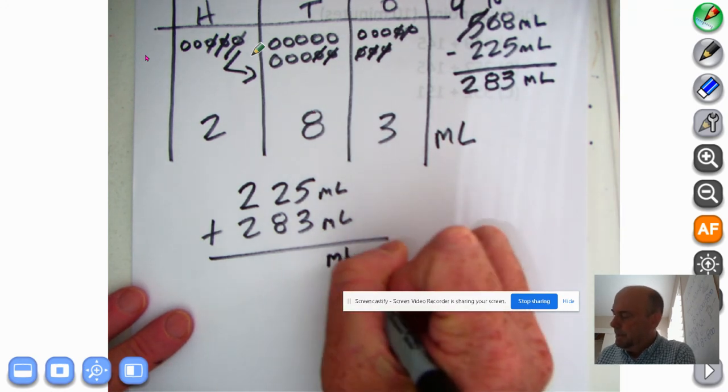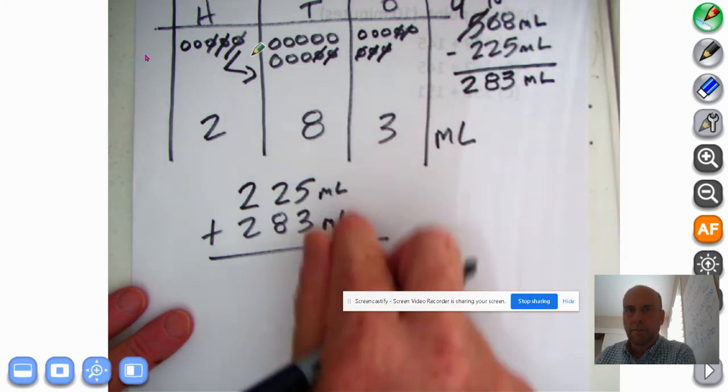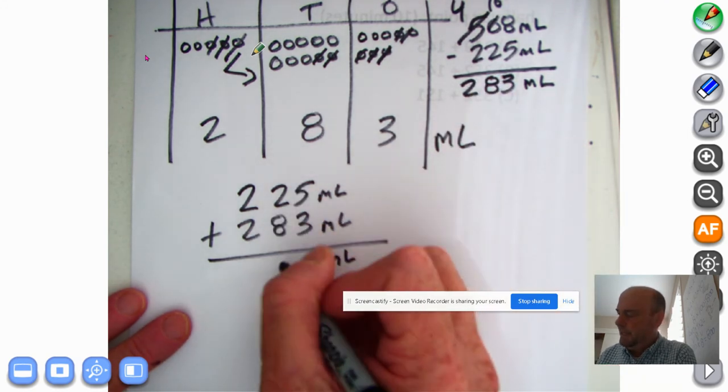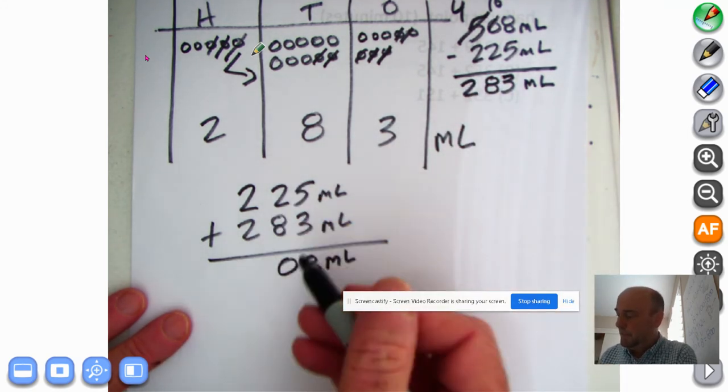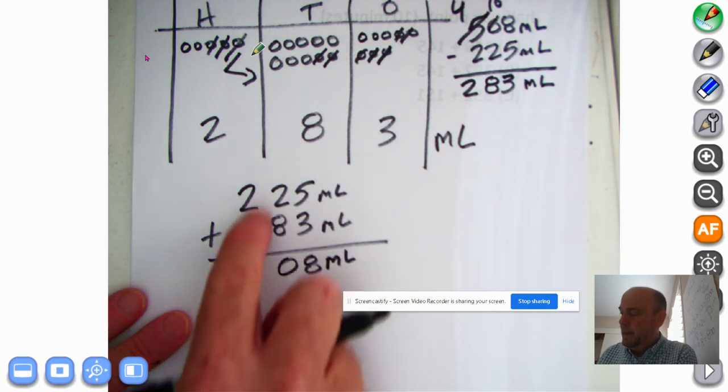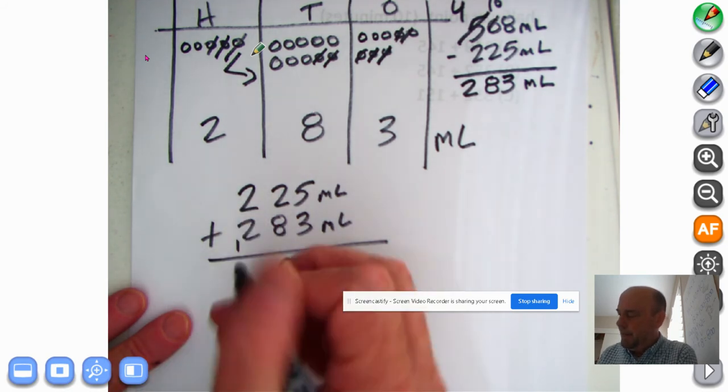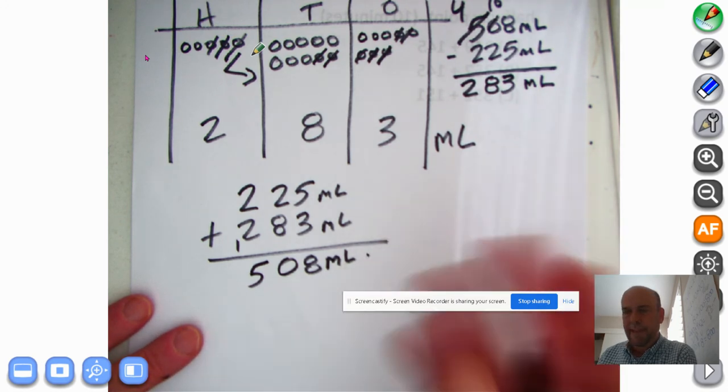We'll bring down the milliliters. 5 plus 3 is 8. Looking good so far, right? 2 plus 8 is 10. 2 tens plus 8 tens. So it's 108. 200, 400, 500, and lo and behold, it works.